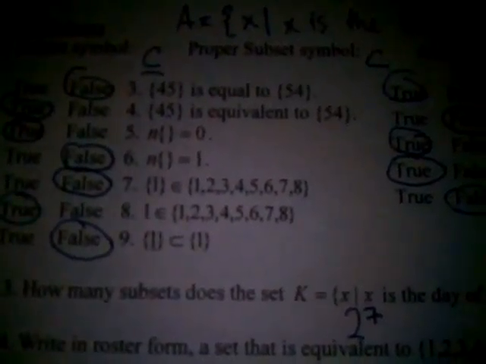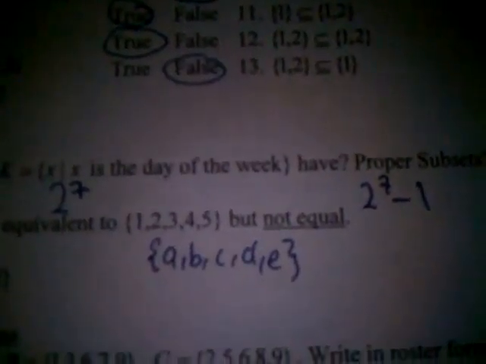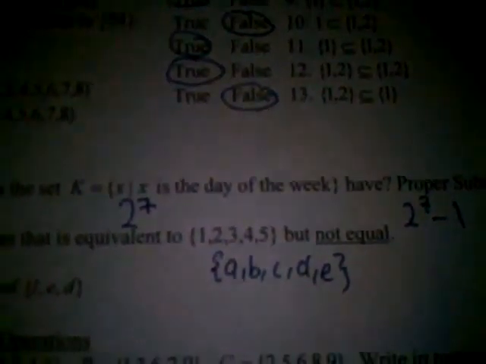Question number 14 is to write in roster form a set that is equivalent to {1, 2, 3, 4, 5}, but not equal. Now equivalent again means it must have the same number, the same cardinal. So this set has 5 numbers. In this case, we will need to have 5 elements in there. So it can be A, B, C, D, E. It can be 1, 2, 3, 4, 6. It can be any set that has 5 elements, but it cannot be exactly {1, 2, 3, 4, 5}.